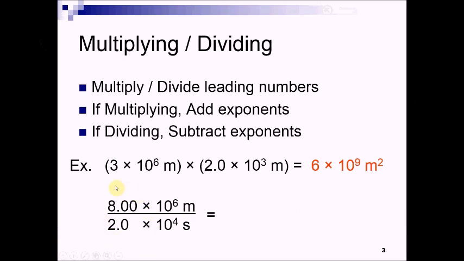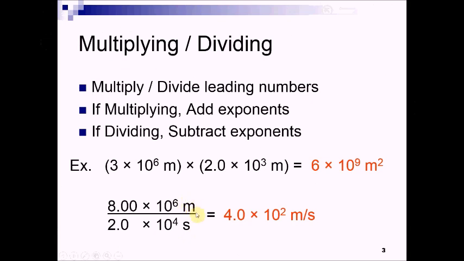If we want to keep our significant figures rules, we need, of course, the 2 digits, so we should put 4.0. And then dealing with the exponents, we've got 10 to the 6th here, 10 to the 4th here. If it's a dividing problem, you would subtract. So 6 minus 4 would be 2.